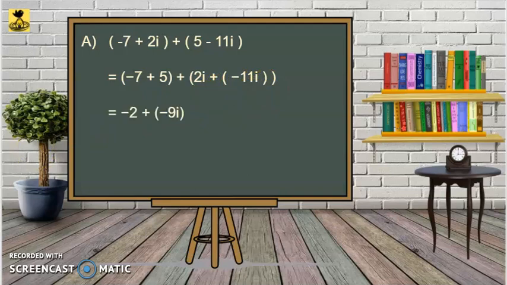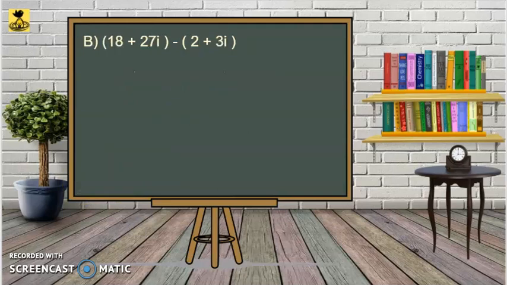So we have negative 7 plus 5 is negative 2, plus 2i plus negative 11i is negative 9i. Can we combine negative 2 plus negative 9i? Of course not, because they are not similar terms. So the final answer is you just simplify: negative 2 minus 9i as our final answer. So let's have another example.